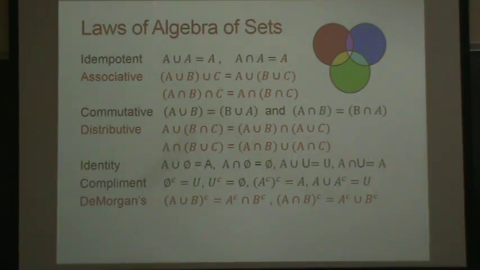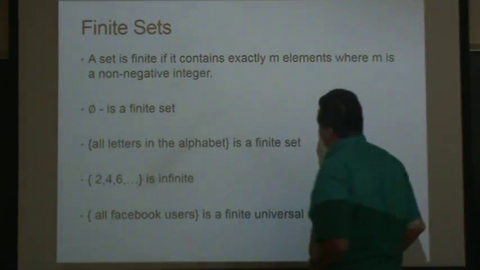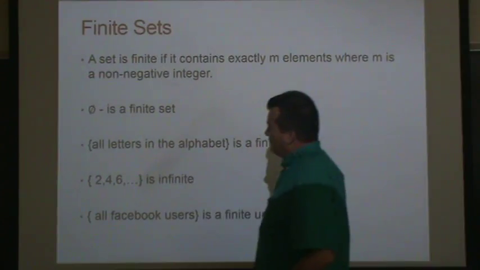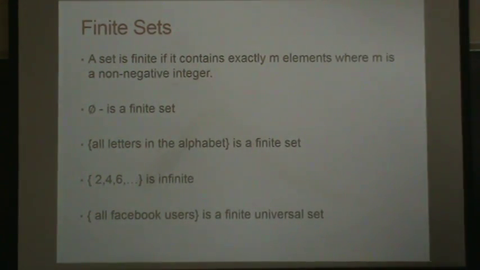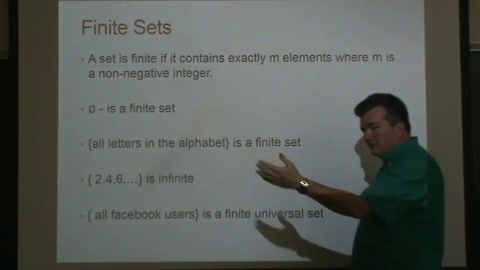Okay, so then we can talk about finite sets. A finite set contains exactly m elements, where m is a non-negative integer. So for example, the empty set is a finite set. Another example would be all the letters of the alphabet is a finite set. 2, 4, 6, 8, and so on is an infinite set.